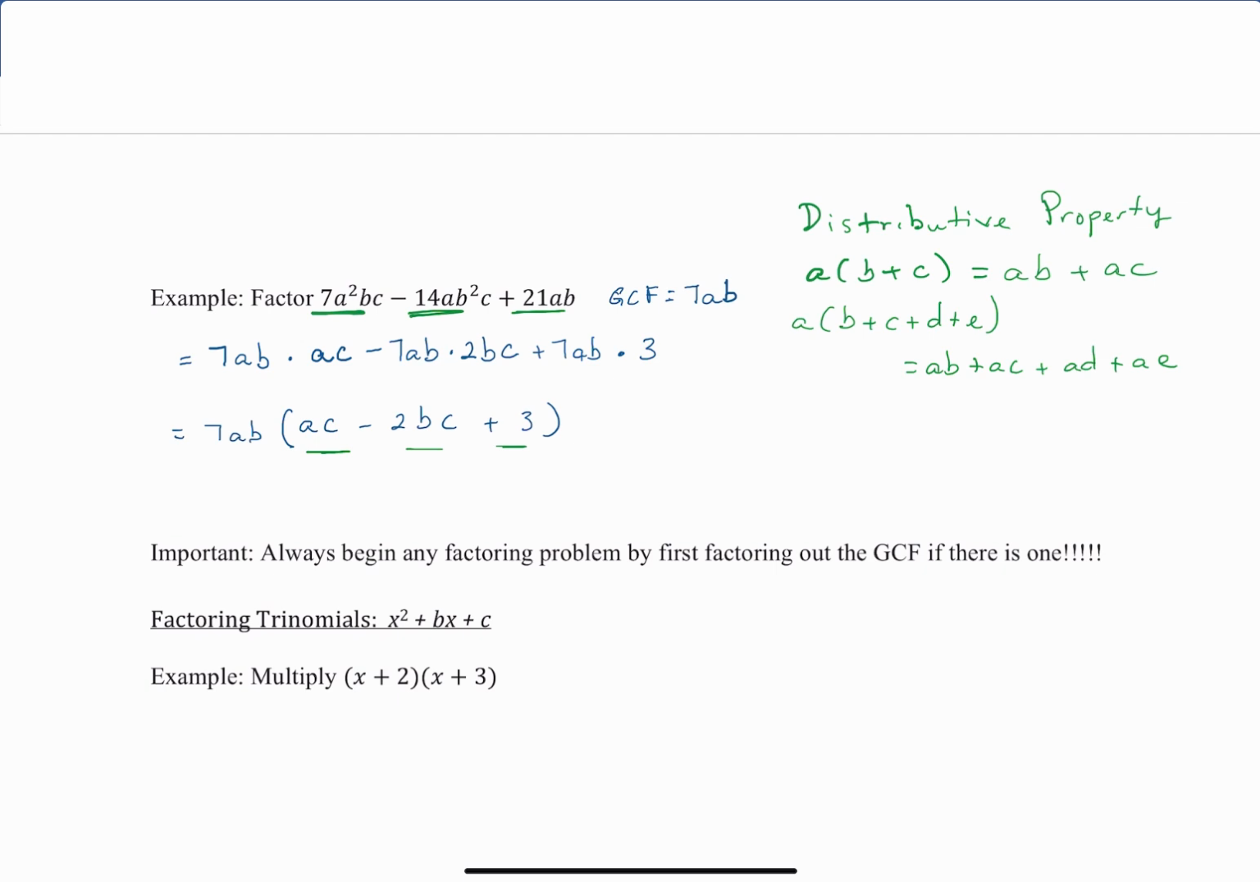Also, the distributive property works for subtraction. So a times b minus c would be ab minus ac. And we used that in this problem right here, where there was a minus sign.